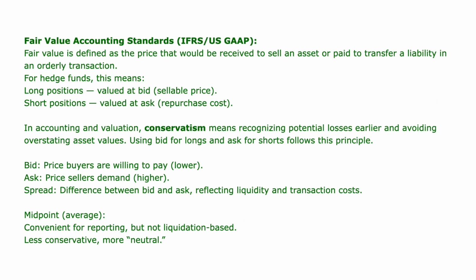Long positions use bid prices, the lowest sellable price. Short positions use ask prices, the highest repurchase cost. The conservatism principle prevents overstating assets or understating liabilities. Midpoint or average is convenient for reporting, but not conservative since it doesn't reflect actual exit values. Always apply bid for longs and ask for shorts to ensure valuations reflect realistic, conservative fair value.